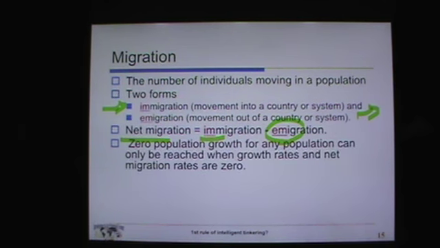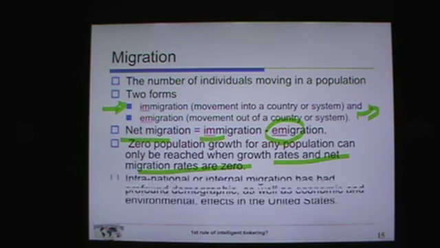Zero population growth for any population can only be reached when the growth rates and net migration are zero. The growth rate to zero is not the same as having zero population or zero fertility rate. In fact, that'd be bad.